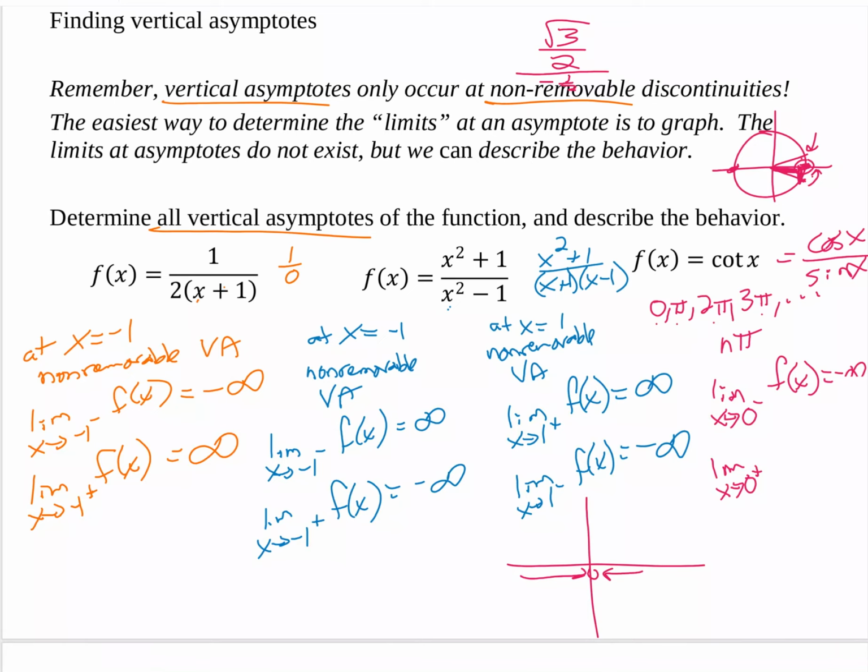And we know it's positive. Approaching a vertical asymptote, we're already positive. What are we going to get? Positive infinity.